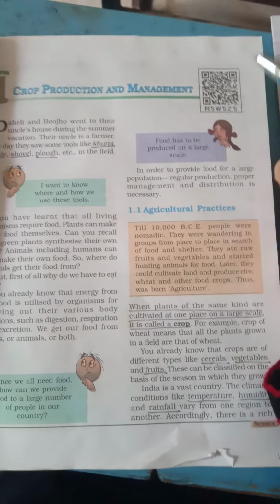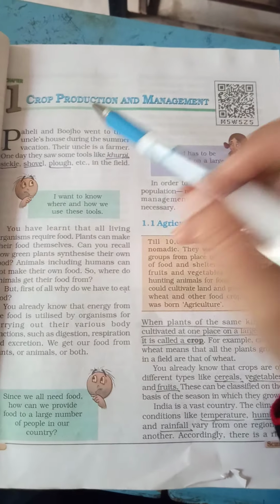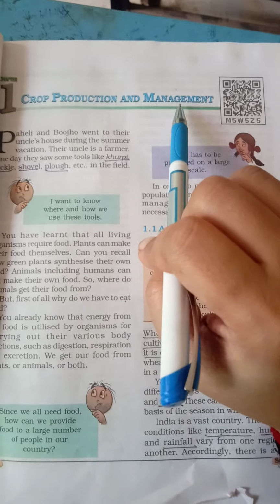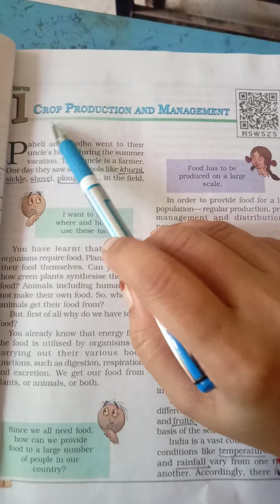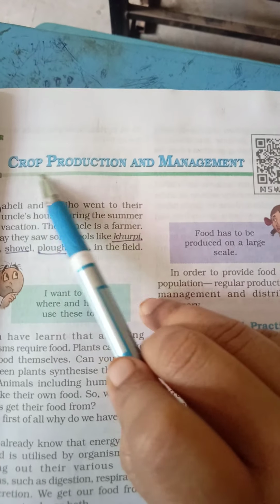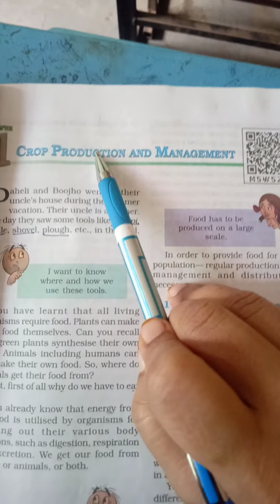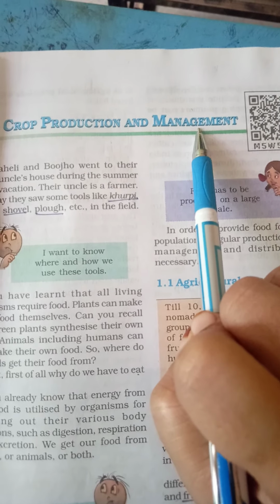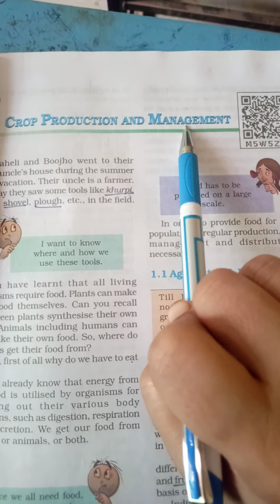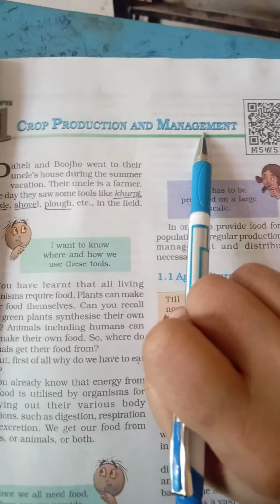So students, we'll now start the first chapter, that is crop production and management. First of all, see the name of this chapter, crop production. First we need to know what is a crop, how is it produced, then after its production how is it managed, that means how is it preserved, how is it stored or supplied to different parts.